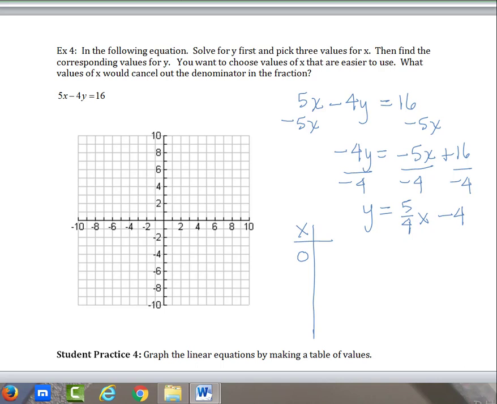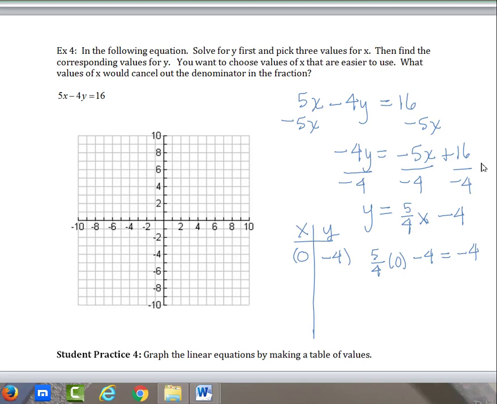Now I always choose 0 just because it's very easy to work with. And so what I'm going to do is plug in, I have 5/4 times 0 minus 4. When you simplify that, you get -4 because 5/4 times 0 is 0. And so what I'm doing is creating ordered pairs, but I'm just listing them in a table. Okay? The next value I'm going to pick, now I could pick 1, but then I have 5/4, which is a fraction. And I'd end up having to find a common denominator and combine those.